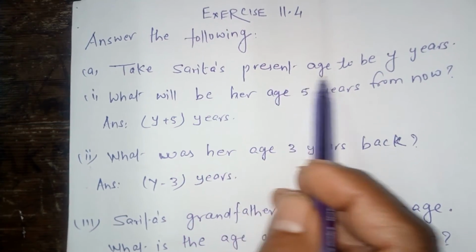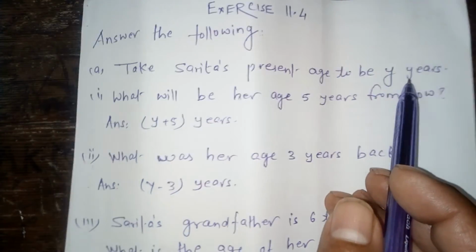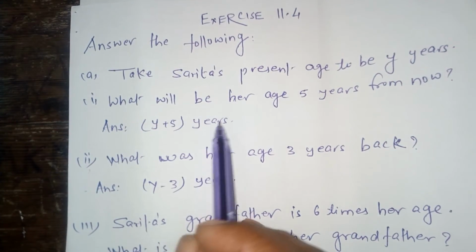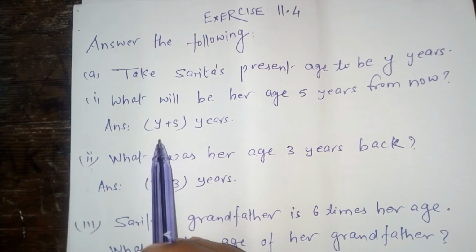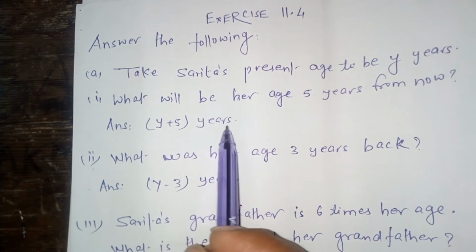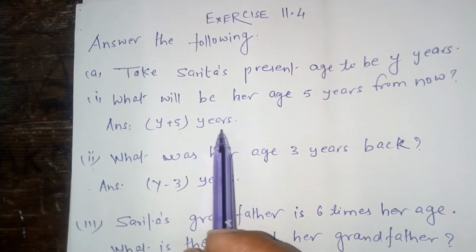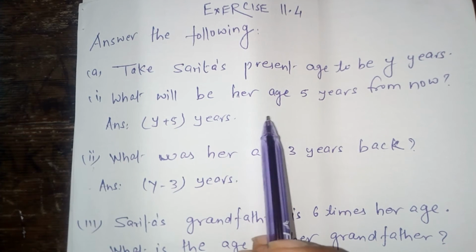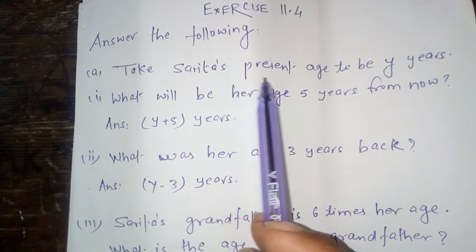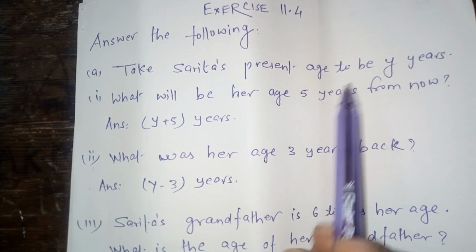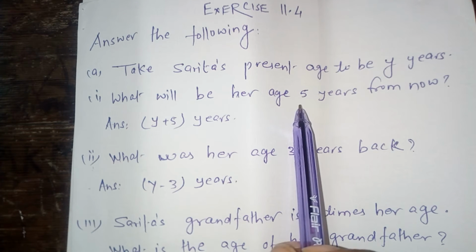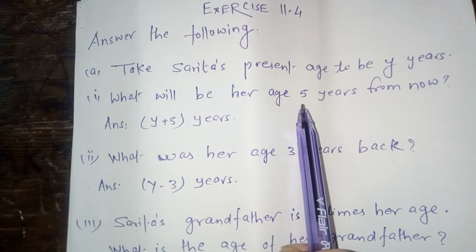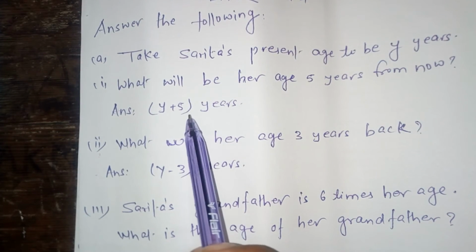Take Sarita's present age to be y years. Your question is: what will be her age 5 years from now? Your answer will be y plus 5 years. The meaning is Sarita's present age is y years. After 5 years, what will be her age? So your answer will be y plus 5 years.